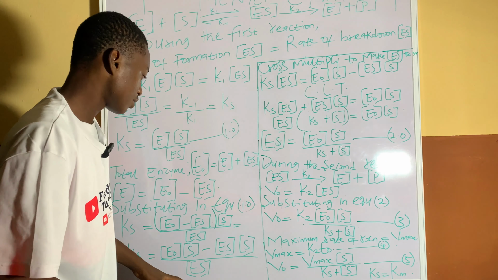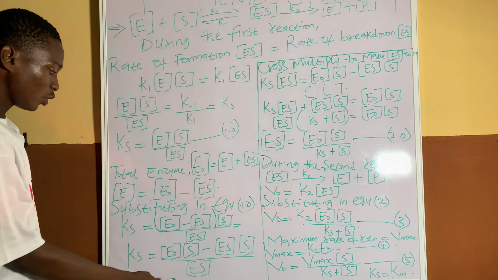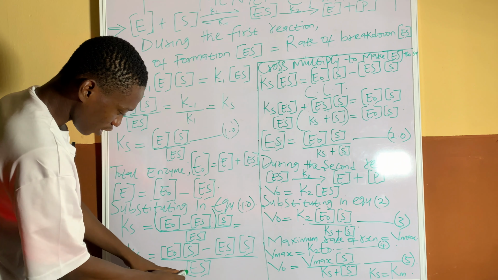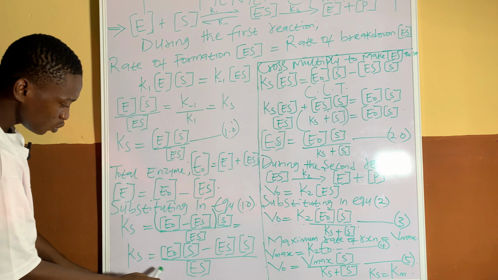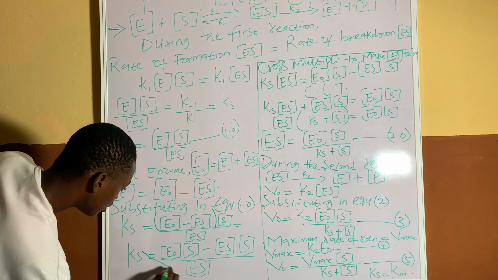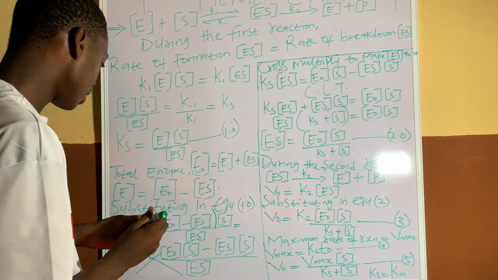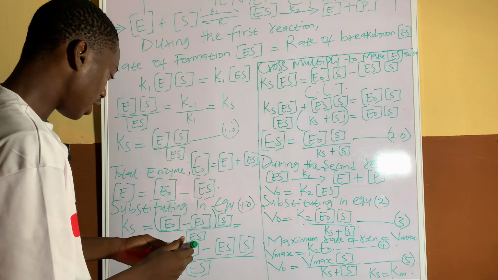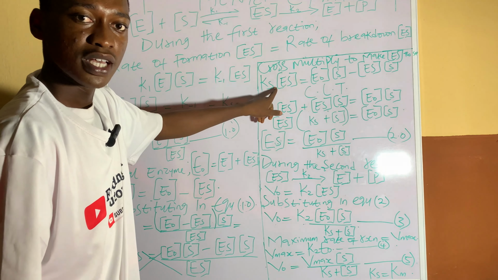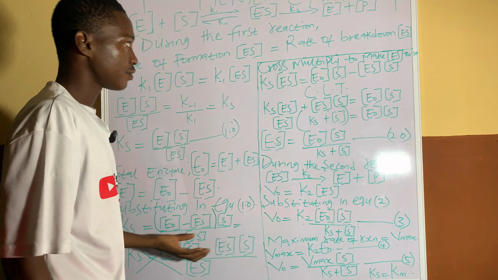Now already you've seen how we've gotten this. We now cross multiply to make ES the subject of the formula, because we want to make this particular ES the subject of the formula. So cross multiplying, we will now have Ks ES, that's what you are seeing here. Ks ES will now be equal to everything here.